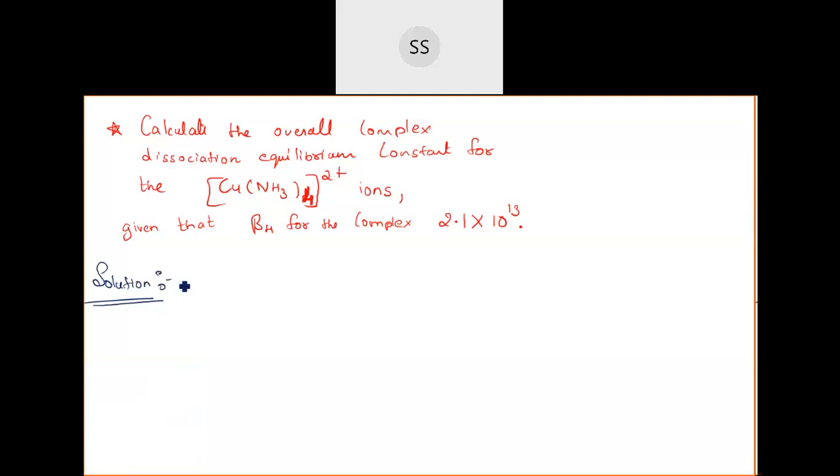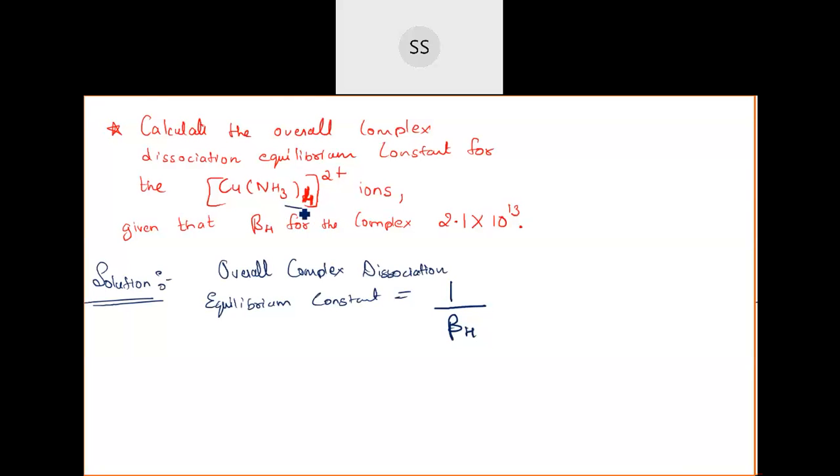So if you want to calculate the dissociation constant of it, overall dissociation constant, you write how the question is given, overall complex dissociation equilibrium constant. So that is equal to, K is equal to, I said, reciprocal of the association constant. Okay, so 1 divided by beta 4, because here they are combined with 4 ligands.